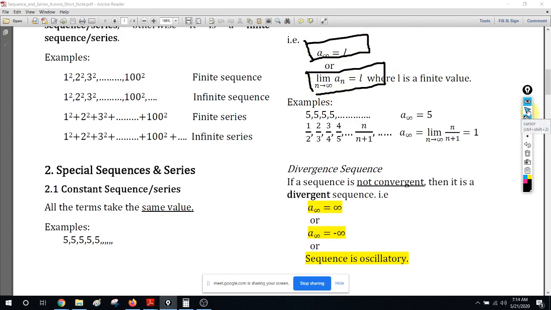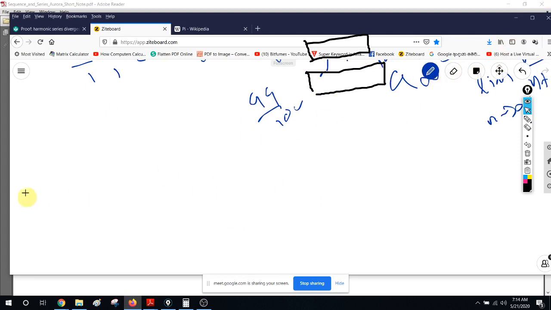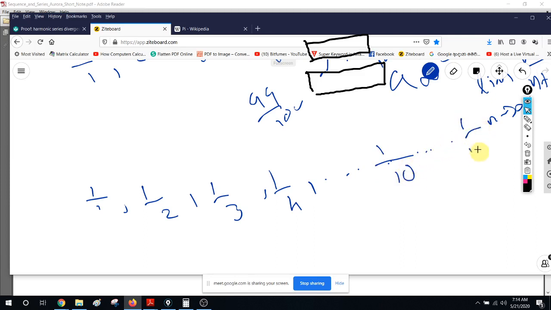So let's take another example. Something like 1 by 1, 1 by 2, 1 by 3, 1 by 4, right? So what is this? Is it a convergent sequence? Now after some time it will be 1 by 10, 1 by 100, right? Now you can see this is closer to 0, this is even closer to 0, this is even closer to 0, this is even closer to 0.